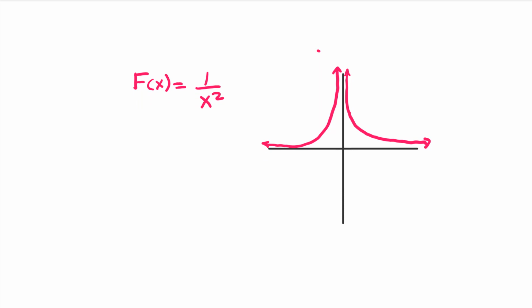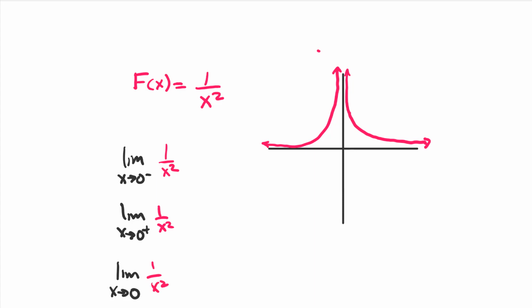So let's go look at our limit as x tends towards 0 from the left, our limit as x tends towards 0 from the right, and then we'll look at just our limit as x tends towards 0. And if you're following along, you're like, I see what's happening. So what do we get?